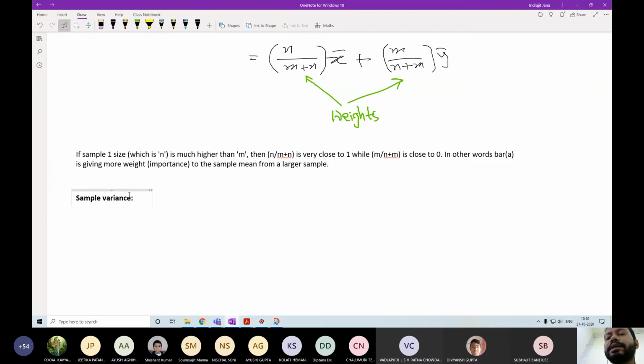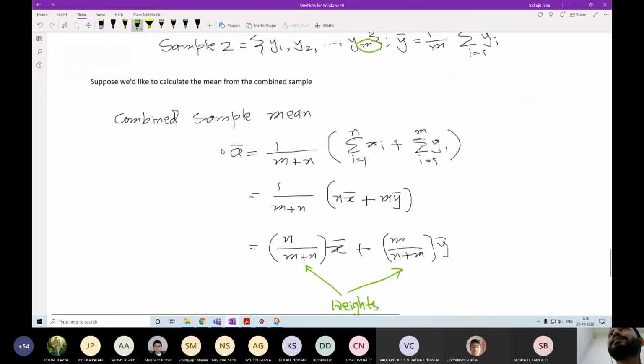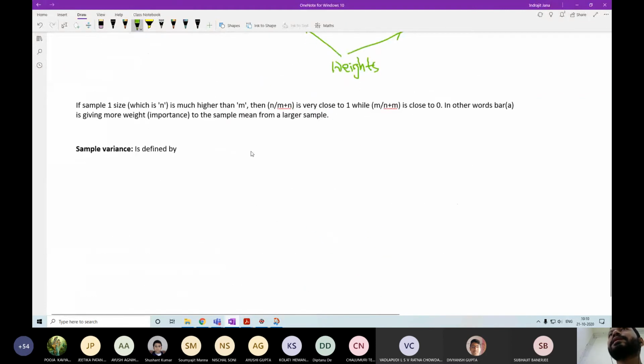Sample variance is defined as follows. You have a sample again, say x1, x2, up to xn. Then we define the sample variance, which is little s square, that is 1 over n minus 1 times the summation of xi minus x bar, whole square.